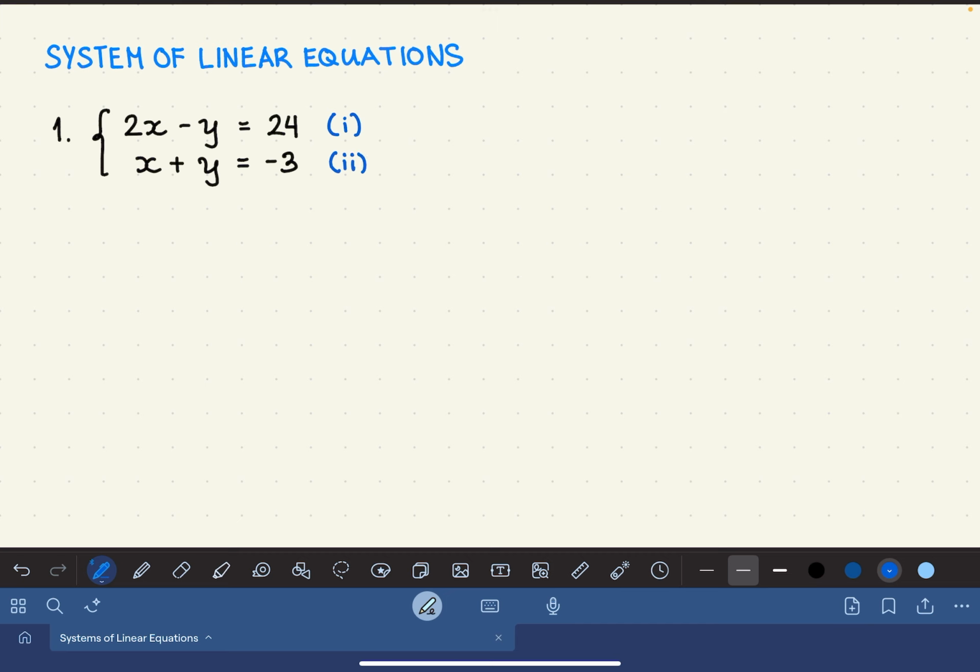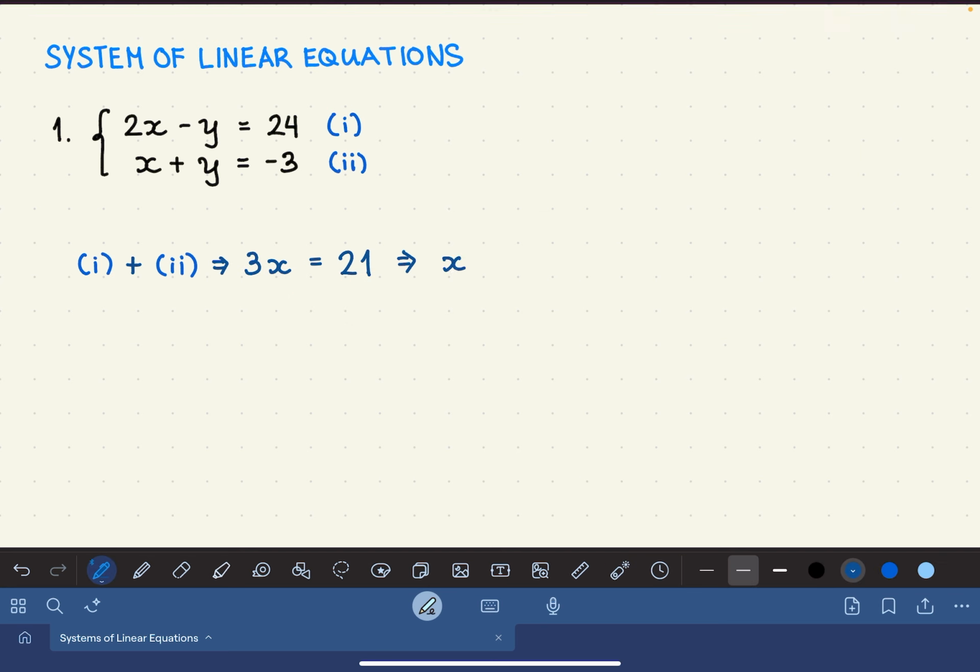Notice that if we add the first equation and the second equation, what we will obtain is the following. On the left side, adding these 2, 2x plus x, we will obtain 3x, while minus y plus y would give us 0. So this is the left side. On the other side of the equation, we have 24 minus 3, which would give us 21. And then from here, observe that if we divide by 3 both sides, on the left side, the 3's will cancel, and on the right side, 21 divided by 3 will be 7.